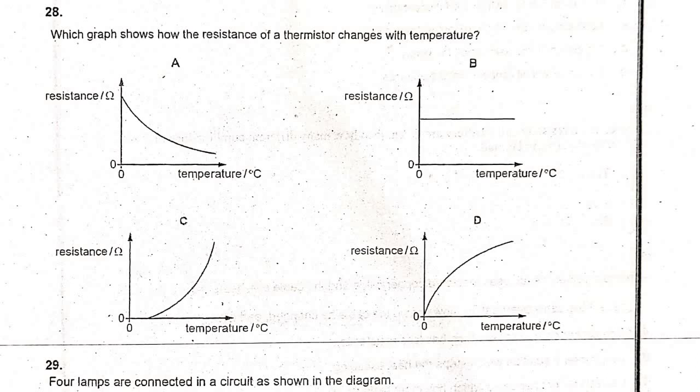Question number 28. Which graph shows how resistance of the thermistor changes with the temperature? So the relation of resistance and temperature in a thermistor is such that when the temperature of the thermistor rises, its resistance decreases. So an inverse relation is between the resistance and temperature of a thermistor. So the correct answer is represented in option A, where the graph decreases as the temperature increases.